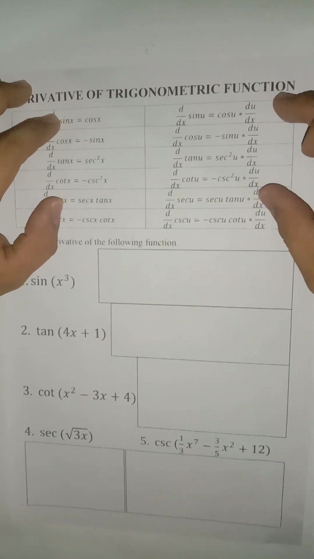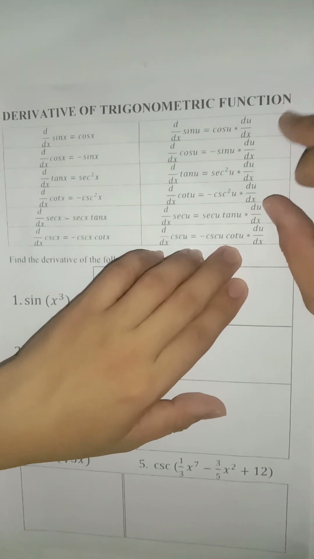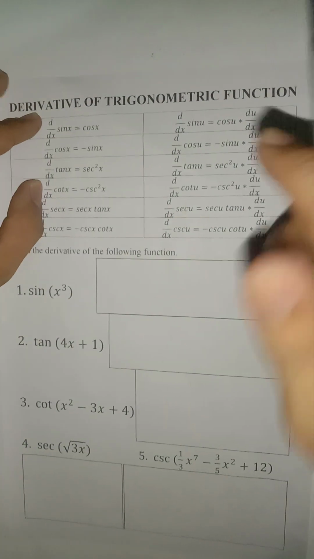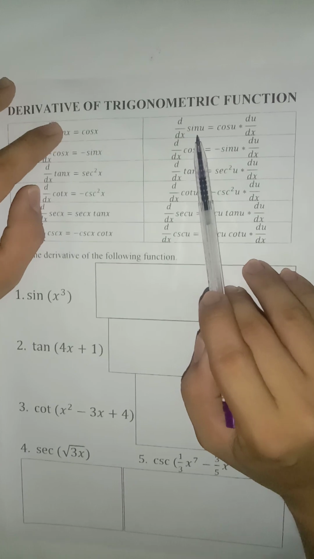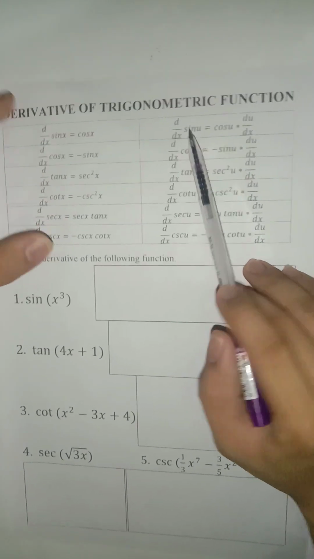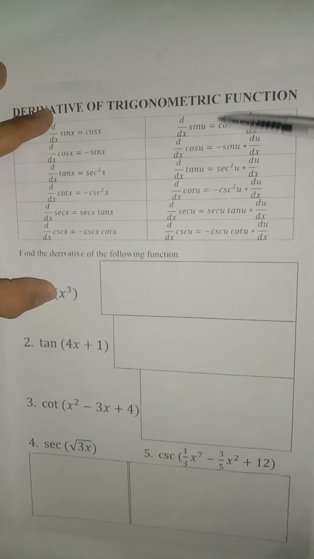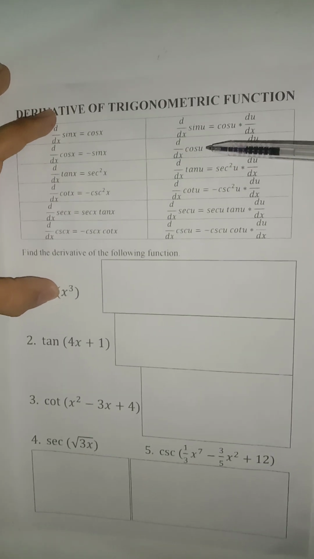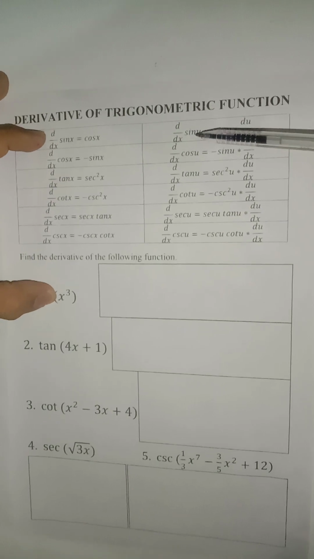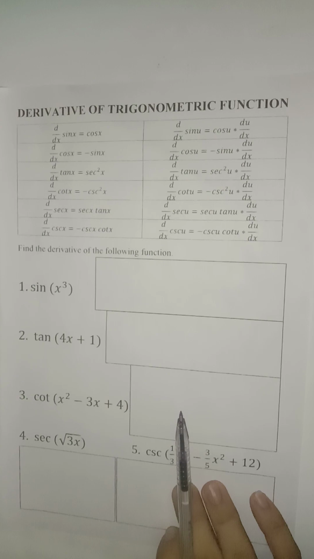Yung nasa right hand naman ng ating table, ito naman yung mga formula ng derivative of trigonometric functions using chain rule naman. So katulad din siya, pero yung pinagkaiba is kung yung function natin is not x na, but u na siya, let's say for example, katulad ng x cubed, 4x plus 1, itong mga nakikita natin, so we will use the chain rule na lang. Okay? So ganun din siya, then we will multiply by the derivative of your function. Katulad din siya ng basic derivative of your trigonometric functions.